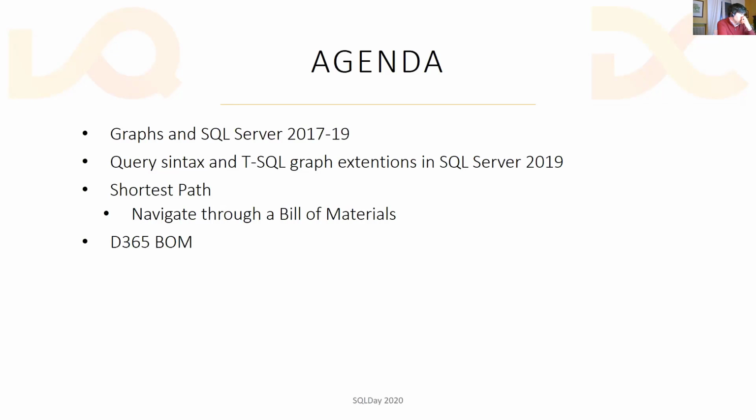So, what we're talking about today. A couple of words about graphs and SQL Server, graph databases in SQL Server. And I focus mainly on the new clause of the graph databases, the shortest path, and how to use it for a real world example for tracking a bill of material in AX and Dynamics 365 databases.